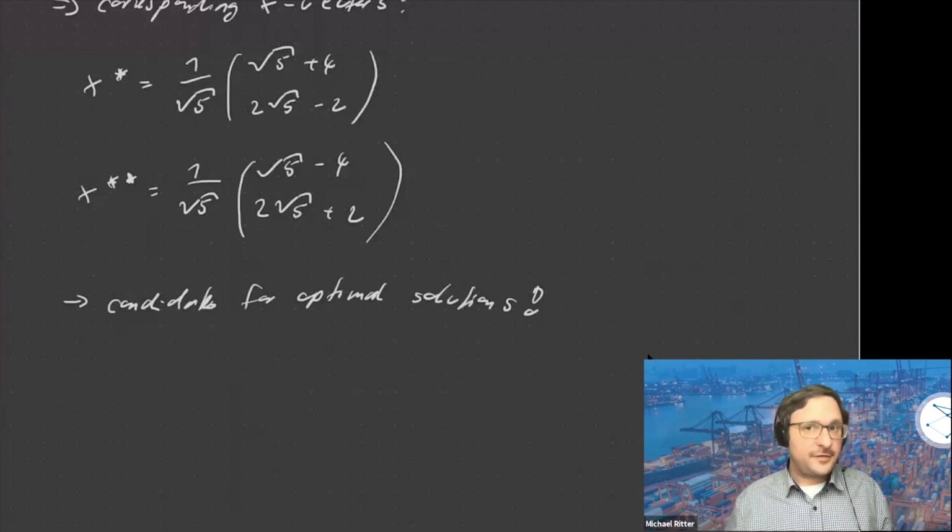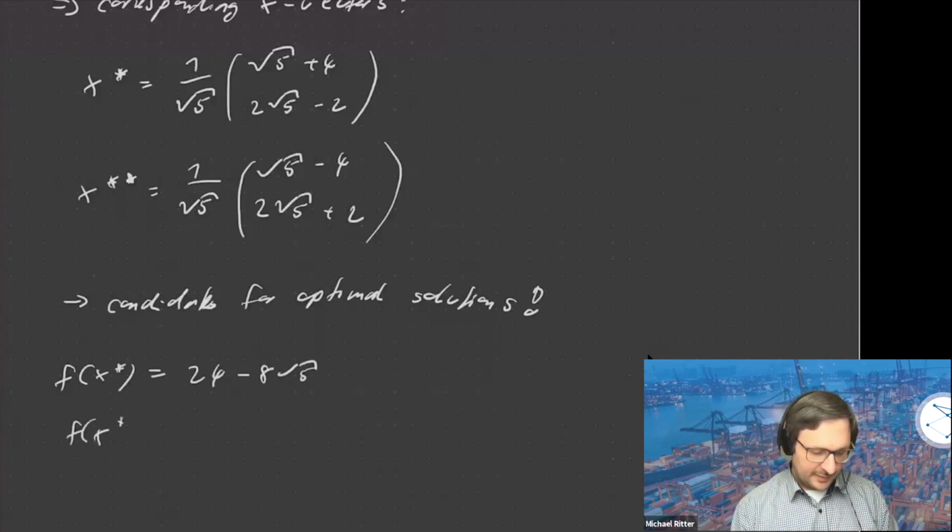And now the only thing left to do is we need to find out which of these is actually a minimizer, or maybe both are minimizers. And of course, the easiest way to do that is we just compute the function value at these points and see if they are both equal and both are minimizers, or if one is less than the other. And again, computing the function value is just basic algebra. So I'll spare you that work, give you the results straight away. That would be 28 minus 8 times the square root of 5 for the first point. And the second candidate, we get a value of 24 plus 8 times the square root of 5.